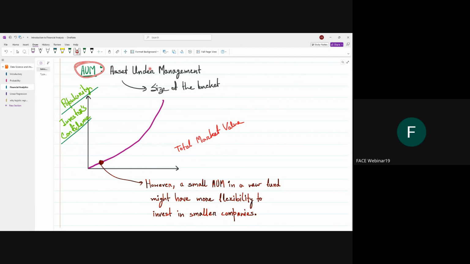AUM is the total consolidated value of the assets. So it gradually increases or decreases. One rule of thumb, or rule of observation, is that if the size of the AUM is very high, that means many people trust that fund. Many people have invested in that fund.